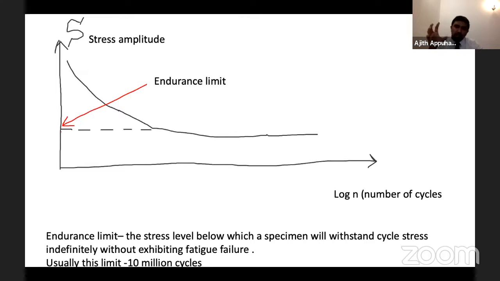You need to know a few more things because your examiner, even though he starts with the wear topics, can deviate to fatigue wear and then fatigue failure. That's why, for the sake of completion, I wanted to touch this area as well.